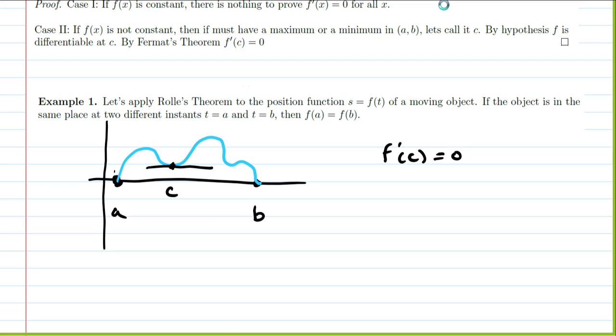Well, if f is a position function, what's the derivative of position? Velocity. So what does that tell us? That at some point, its velocity was 0. If you start and stop at the same place, what does that mean? At some point, you had to stop and turn around, right? Because if I was here, and I got up and walked over there to come back to my chair, I'd have to stop, turn around, and come back. So that's what Rolle's theorem tells us in this situation: if you begin and end at the same place, at some point, you had to stop and turn around.